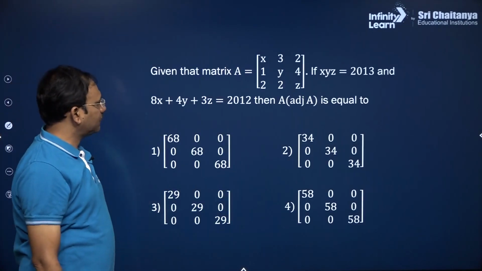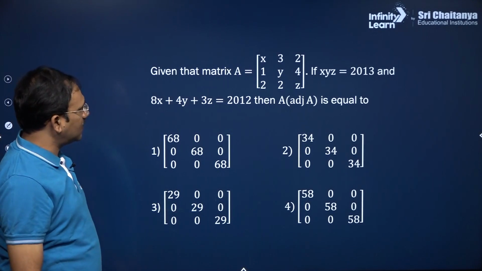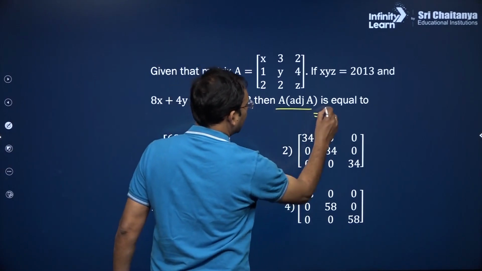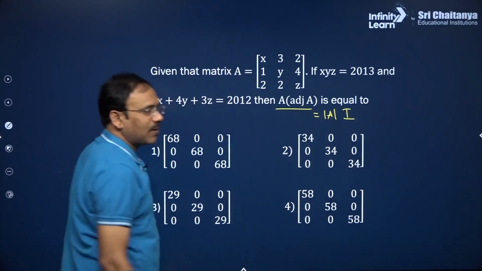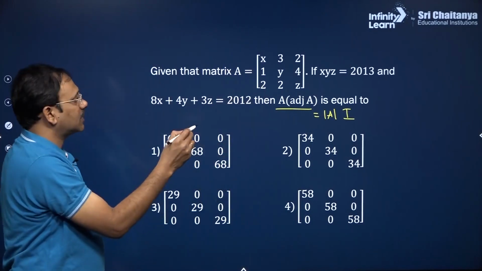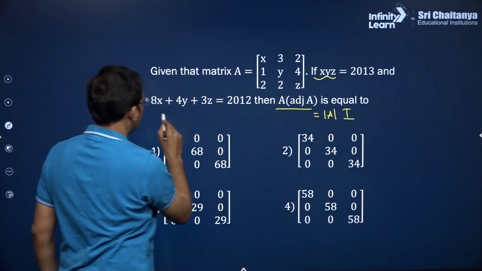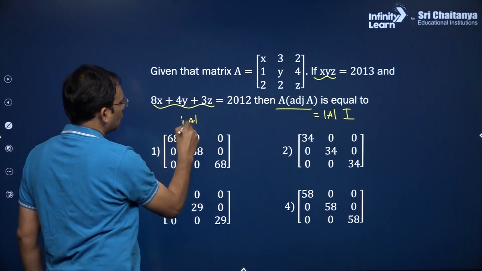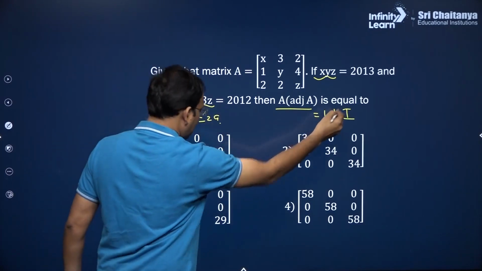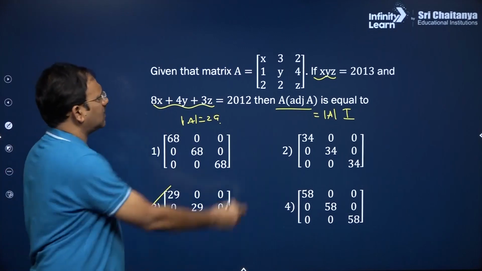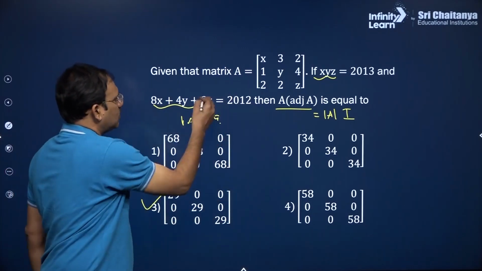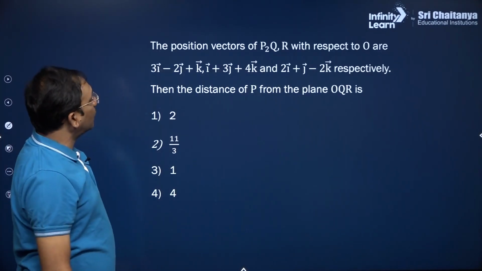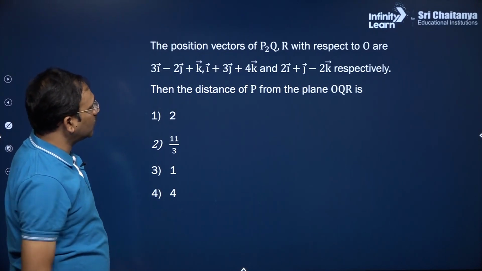Okay, fine. Next, you see, my dear friends, given that matrix A is given, with x, y, z values, something is given, A into adjoint A is det A into I, a standard property. You just expand this. After expanding, you use the x, y, z values and this value, you will observe that det A is going to be 29. So the answer is 29 into I, third option is the answer. Just expand, find its determinant, use these two data, you will get det A is 29, third option is the answer.